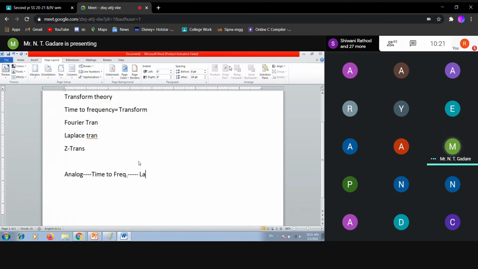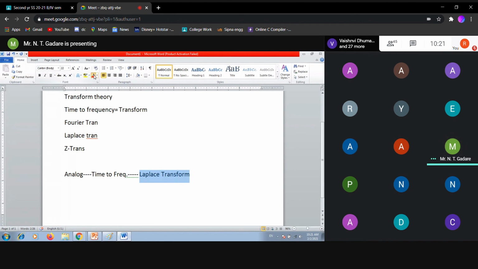देन आई विल गो फॉर लैप्लास ट्रांसफॉर्म. Please understand, when my signal is analog, and in analog signal processing, I need to convert time to frequency, then there is only one application available, that is nothing but Laplace transform. इस केस में फिर हम Z ट्रांसफॉर्म यूज नहीं कर सकते. This is the first story of Laplace transform. When signal is analog, Laplace transform is only applicable for analog signal. जब डोमेन एनालॉग है and I need to convert time to frequency, then I'll use only Laplace transform.